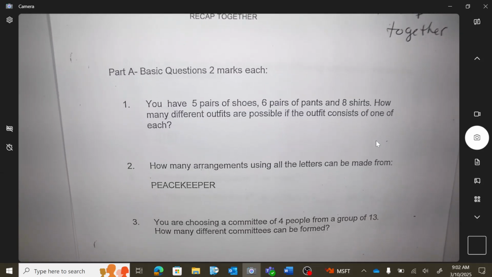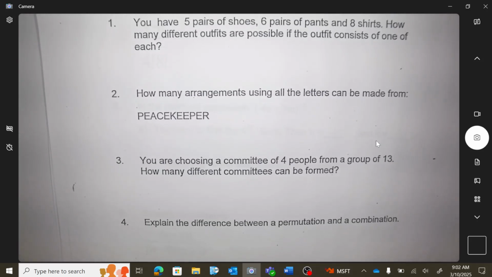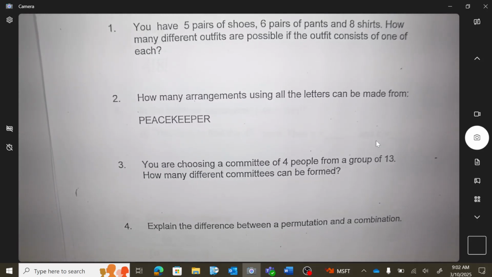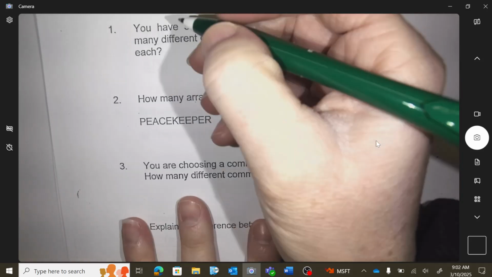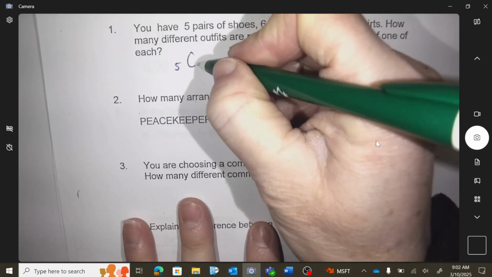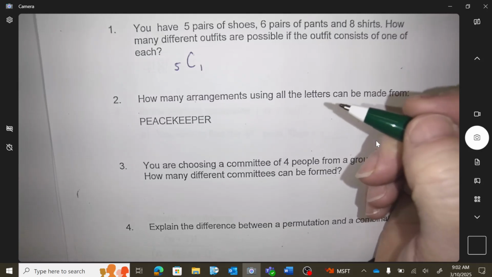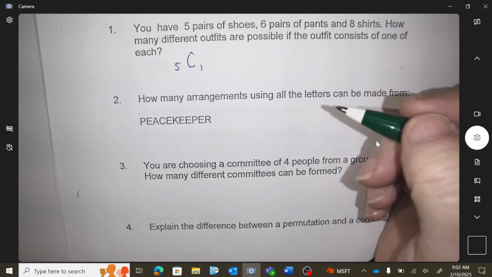Okay, you have 5 pairs of shoes, 6 pants, 8 shirts. How many different outfits can you make when you have to have one of each thing? So what I'm going to do is I have these 5 shoes and I have to choose one of the pairs of shoes to have on. And what do I write in place of the word and with math?